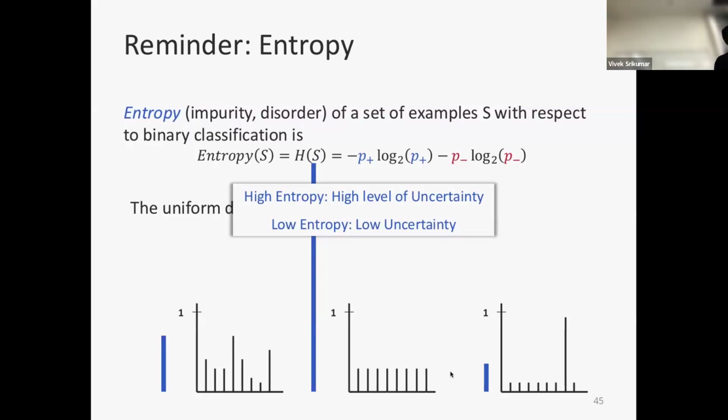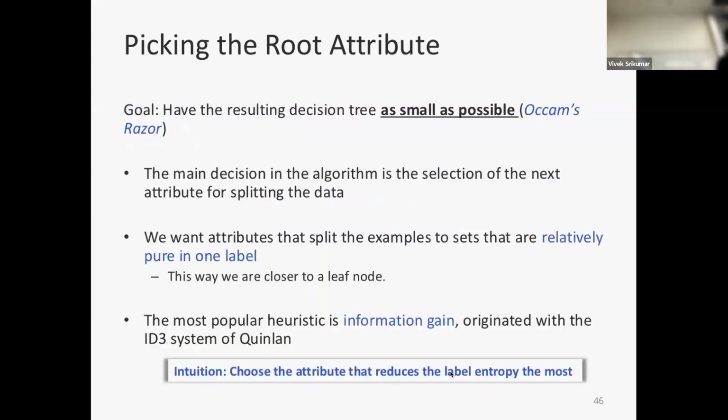So the reason I introduced entropy is to introduce this information gain heuristic for the decision tree algorithm. We've still not resolved the question of how to pick the root attribute. And the intuition behind the ID3 heuristic is we consider every possible attribute and pick the attribute that, if you partition the data according to that, maximally reduces the entropy. The partitions are as pure as possible. That's the goal. So let me formalize this idea, and then we'll look at an example.